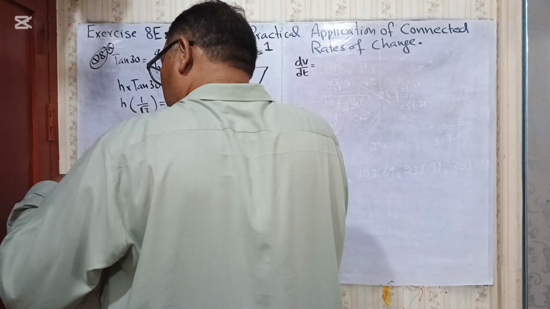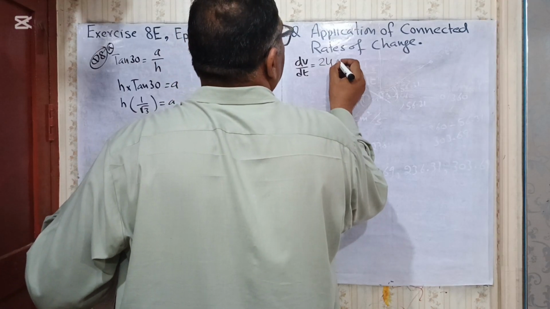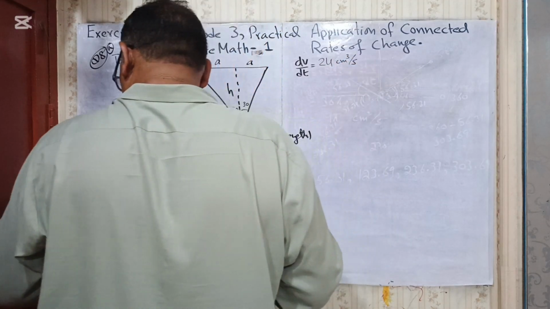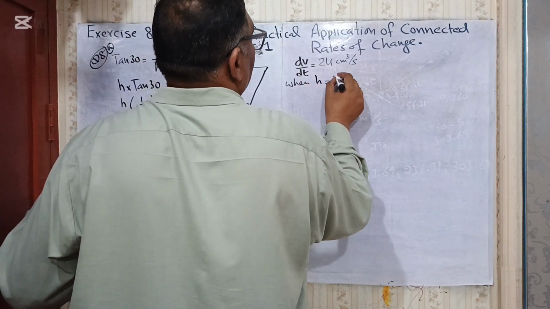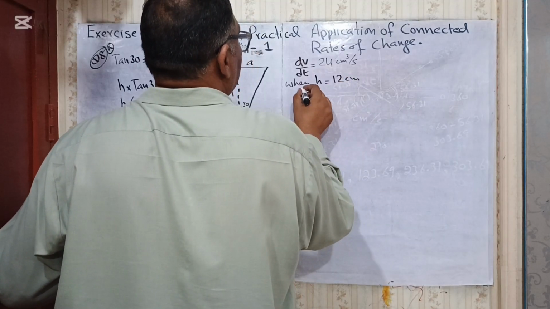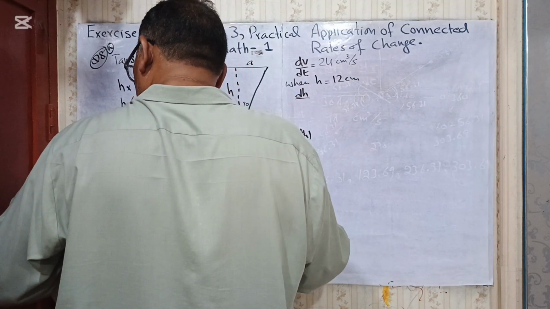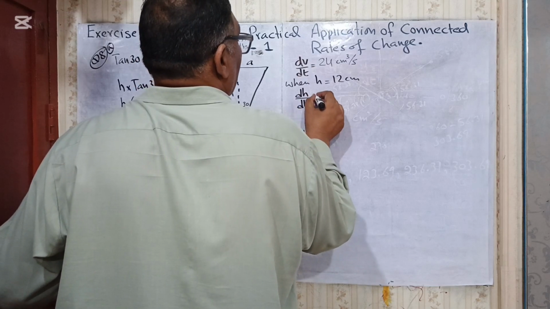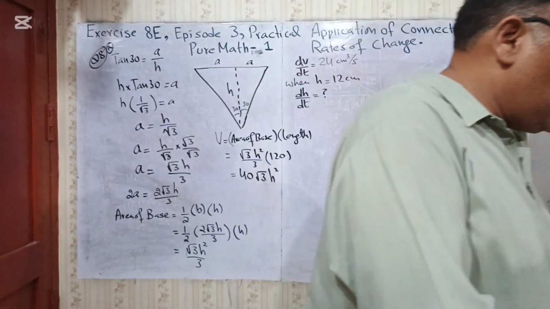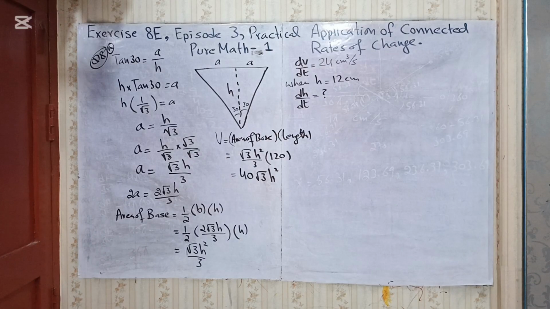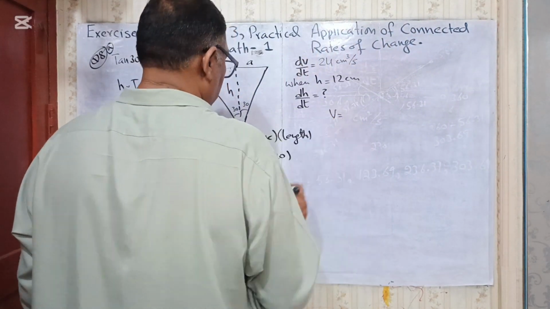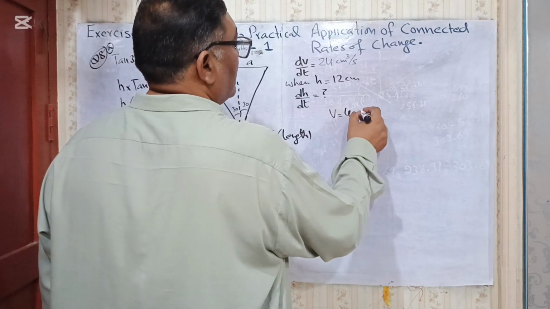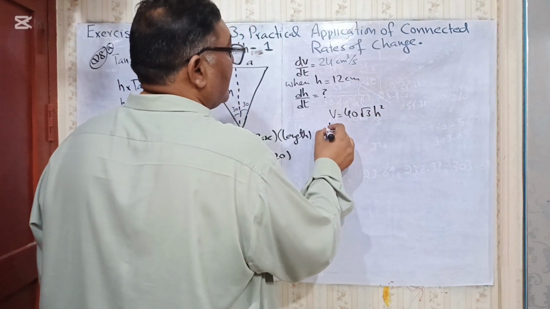Okay, now in the B part, the rate of change of the volume is given. It is given that dV by dt is 24 centimeter cube per second. Then their question is, when h is 12, find dh by dt, the rate of change of h. Okay, this is their question.